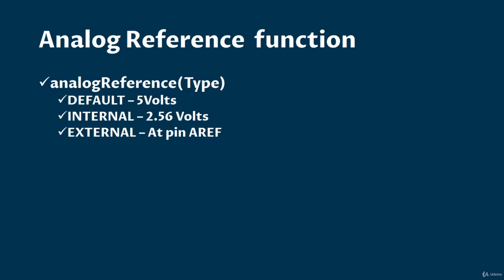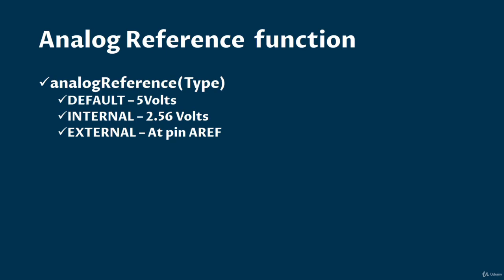So how can we write analog reference? It's simple. analogReference within bracket, mention the type. We should write this function inside void setup. That will be better. There is only one parameter, that is the type of the reference. The types can be DEFAULT, INTERNAL and EXTERNAL, all in capital letters.